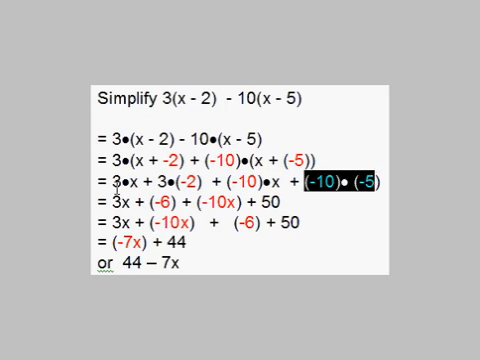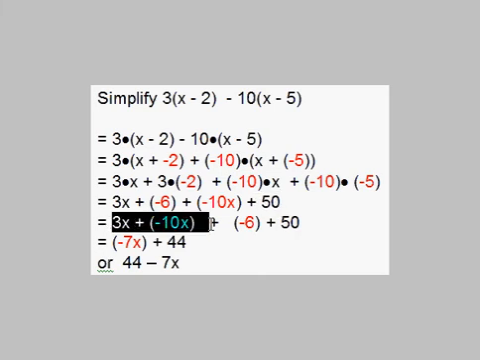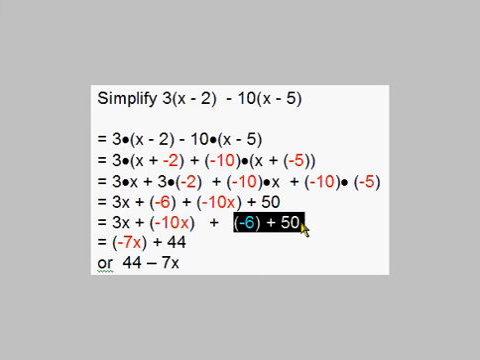We can simplify this a little and rewrite this as 3x plus a negative 6 plus a negative 10 times x plus 50. I group the like terms together and put the 3x next to the negative 10x, and I put the negative 6 next to the 50.